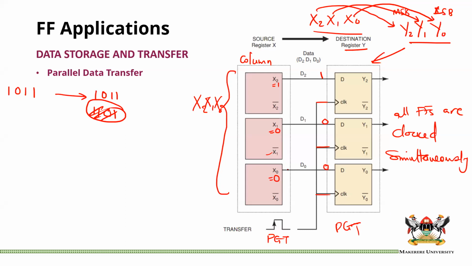So the moment you get your PGT, this 0, which is also circulating along that line, and this is a D flip-flop, will transfer to y0. This 0 will transfer to y1, and this 1 will transfer to y2. And that is parallel data transfer. Because all these are clocked at the same time, the transfer into them happens all at the same time. Okay, I don't know if you have any questions.